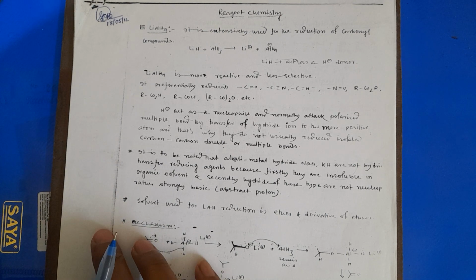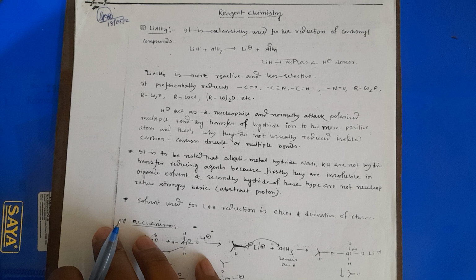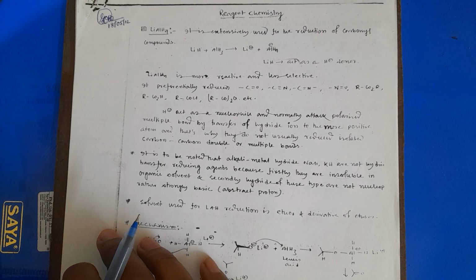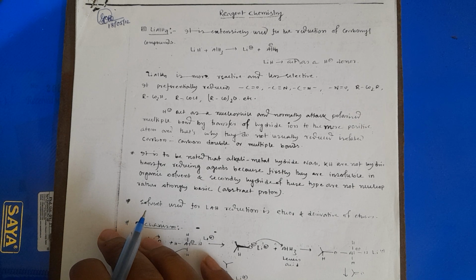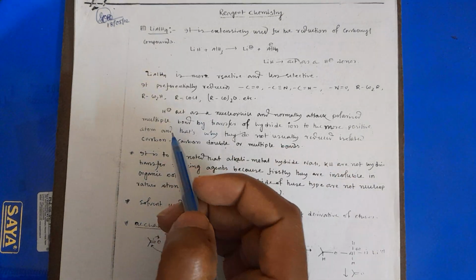So today we are going to talk about some important topic in chemistry subject that is called reagent chemistry. Today we are going to talk about only the reducing agents like lithium aluminum hydride, sodium borohydride, sodium cyanoborohydride, etc.